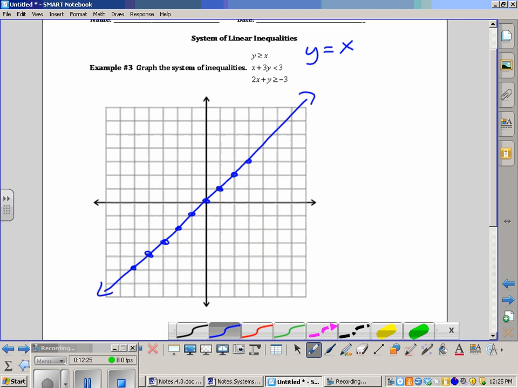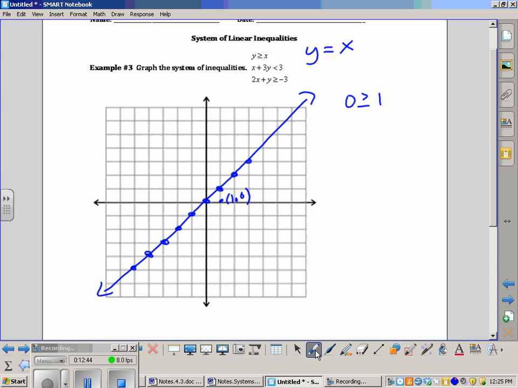I want to do a test point. So let's do a test point of 1, 0. Okay, so is 0 greater than or equal to 1? That's not true. So we're going to shade all the points above the line y equals x. I'm not going to do the shading right now. I'm just going to put a line in green saying I want to shade above.